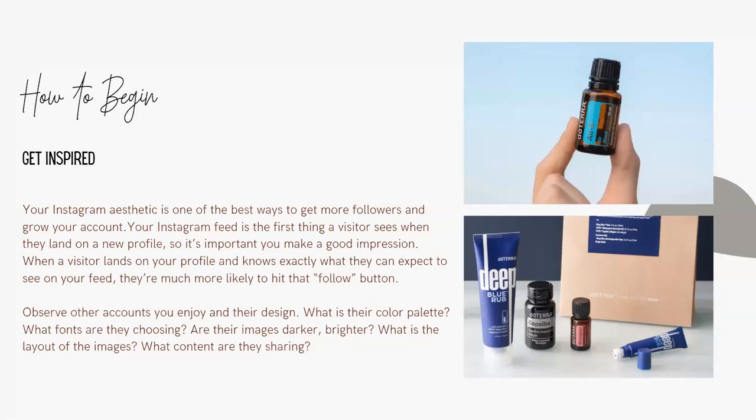So look at some other accounts you enjoy and their design. You don't have to look at essential oil accounts. You can look at any accounts that you enjoy and see how they've designed their feed. What's their color palette? What fonts are they choosing? Are their images darker? Are their images brighter? What is the layout? And what content are they sharing? You can look at all kinds of different accounts and see what their theme and their style is and get inspired by those. And think about how you can incorporate that into what you're wanting to share and how you're wanting to show up on social media.